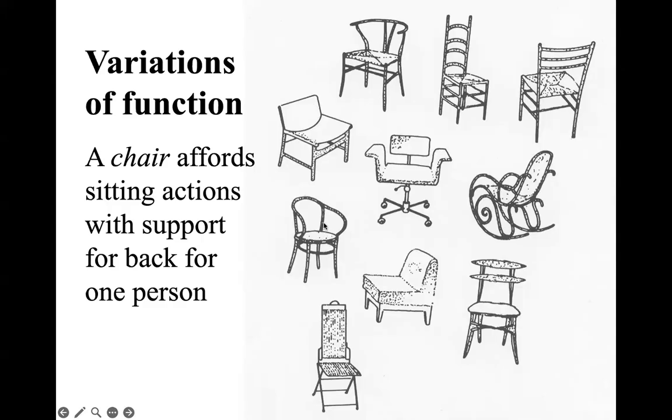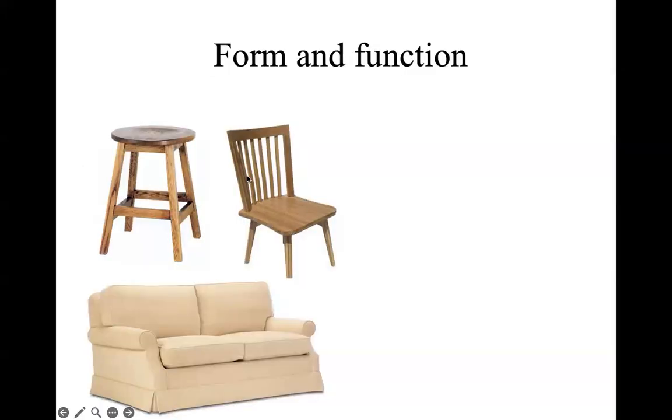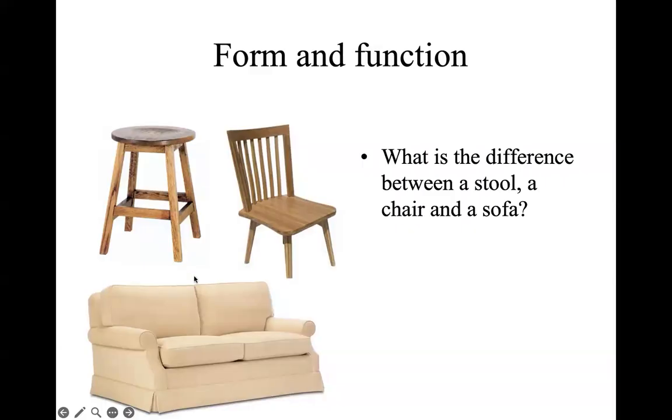You can compare chairs to a stool and a sofa. So what is the difference in function between a stool and a chair and a sofa? Well, if you take the stool first, you can still sit on it, and it's a sitting for one person, but it does not have any support for the back. That's the main difference between a stool and a chair. Then stools can come in all kinds of shapes. And what is the difference between a chair and a sofa?